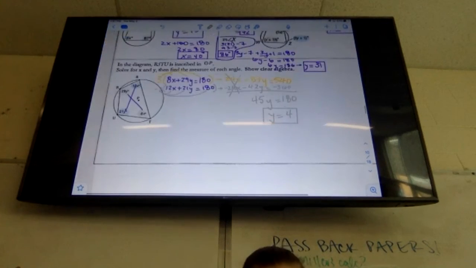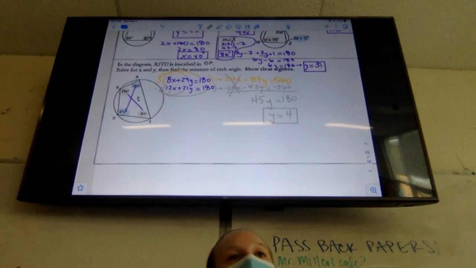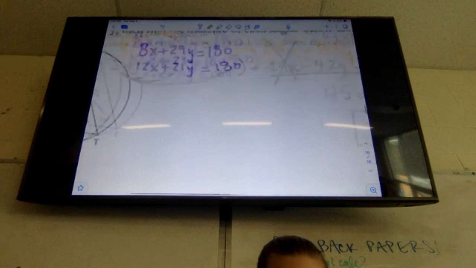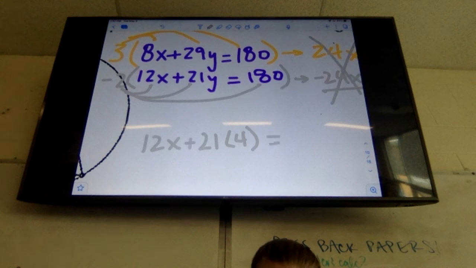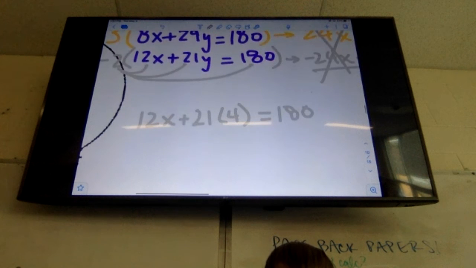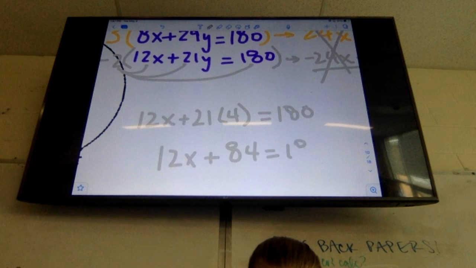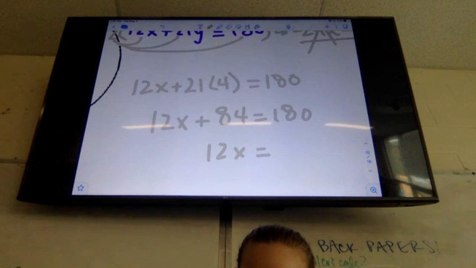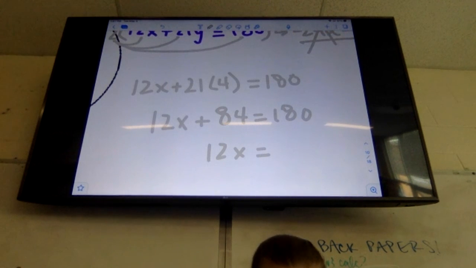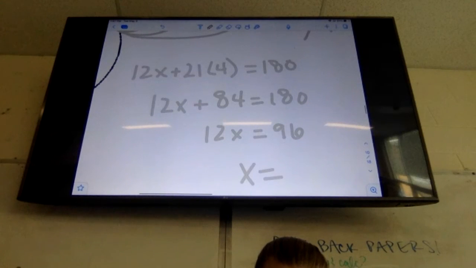We can plug that back in now to find our x. Doesn't matter which equation you plug it into. I like to pick one of my original ones, one of my purple ones. So I'll say, okay, 12x plus 21 times 4 equals 180. I know 21 times 4 is going to be 84. Minus 84 from both sides, and I get, I think, 96. And then divide by 12, and I get 8. Perfect.